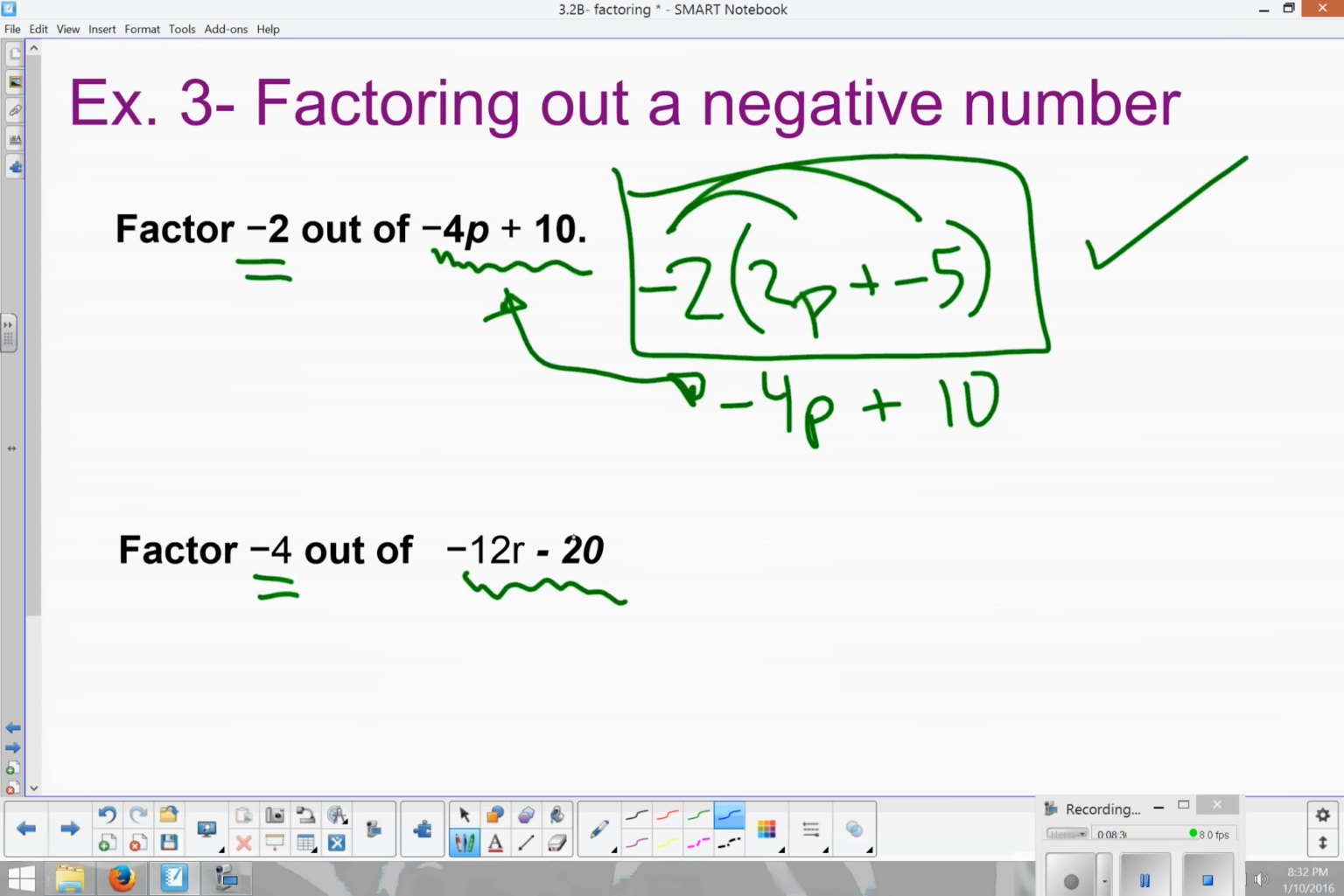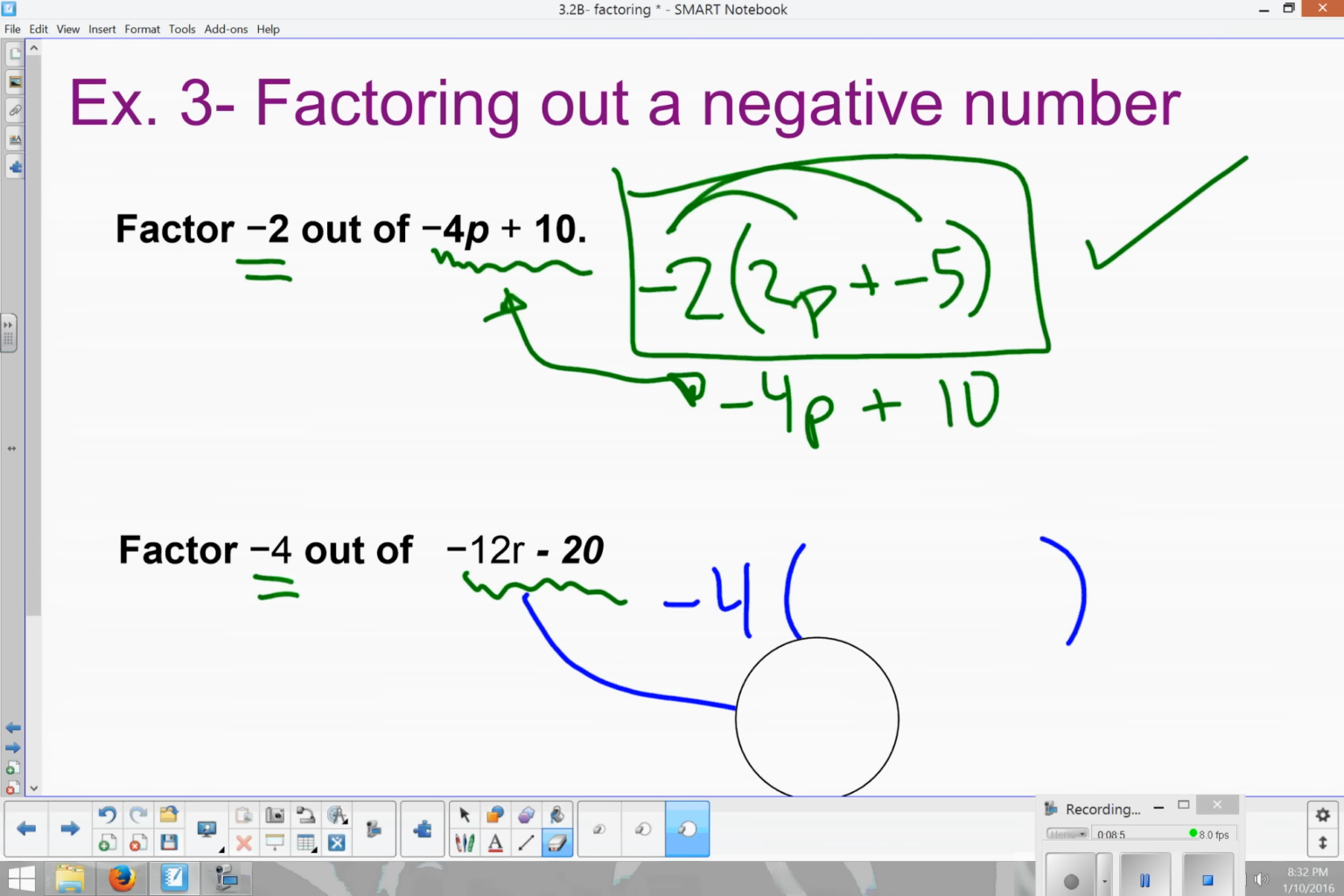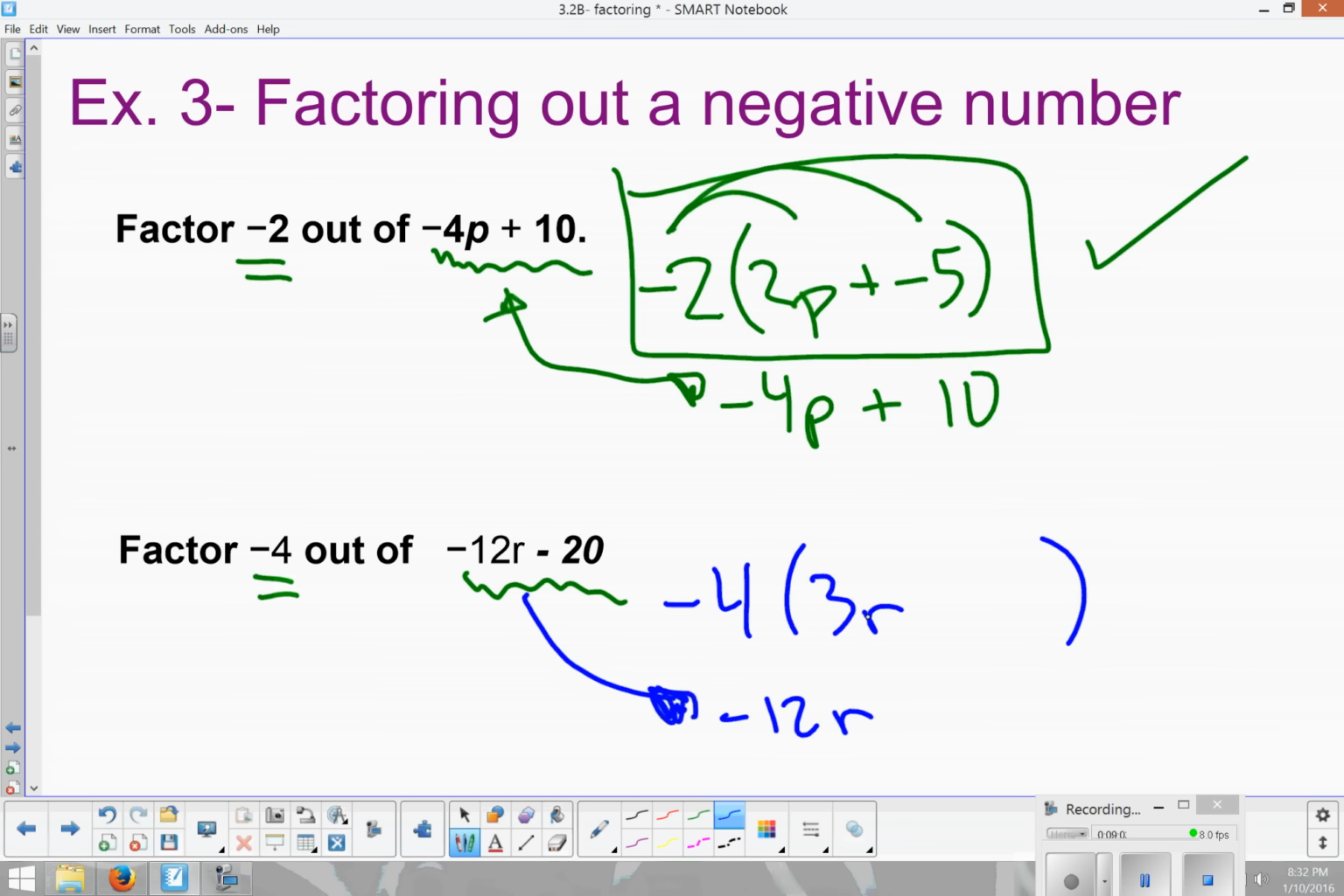I have here, it says to take out the -4, so I'm going to take out the -4, parentheses, and then we're trying to get from here to here. So -4 times what is going to give me -12r? Let me go ahead and erase this really quick. -4 times 3 is going to give me -12, and all I need to include is an r.